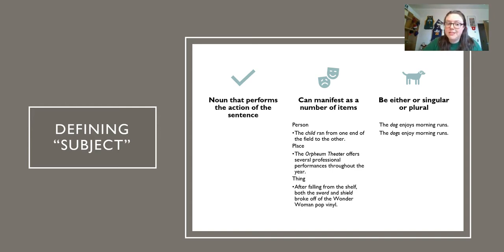With subjects, they can either be plural or singular. And we see these examples here. So the dog enjoys morning runs, or the dogs enjoy morning runs. And so in the first two examples, the child and the Orpheum Theater, those are both our subjects. They're both singular, so there's only one of them. But the final example, both the sword and shield, those are our subjects, because both of those are performing the action of breaking off of the pop vinyl.